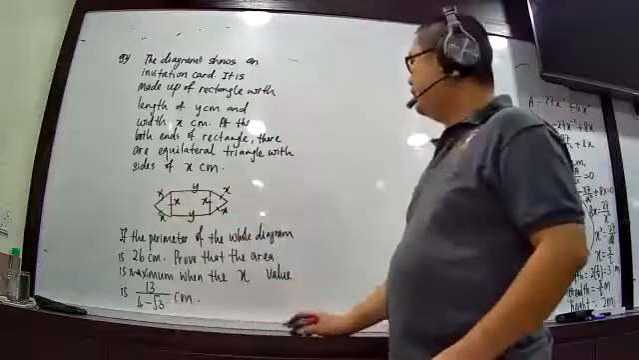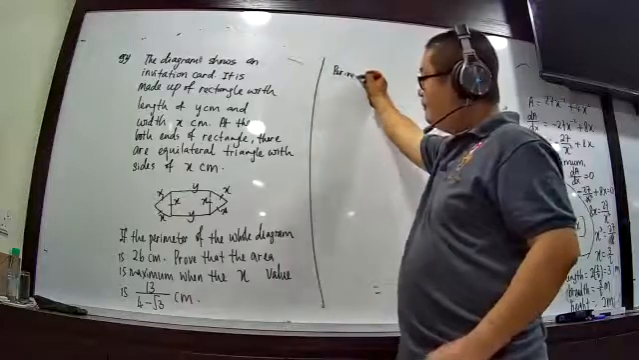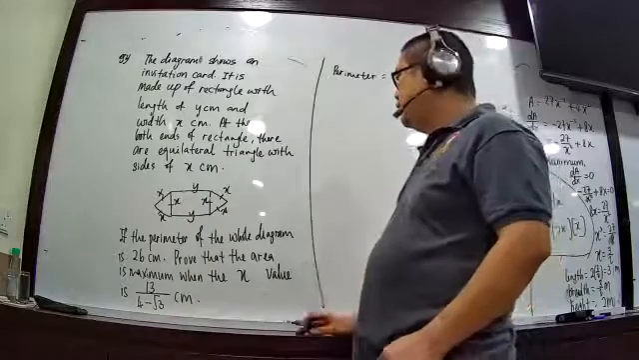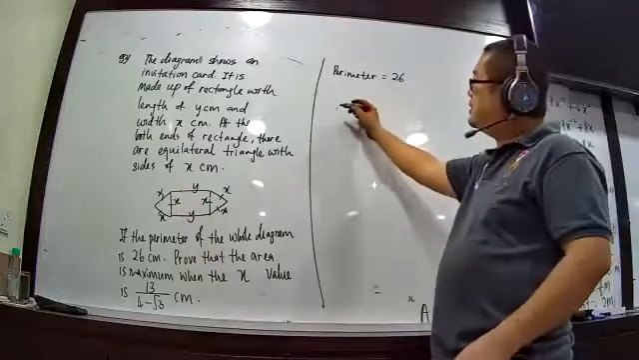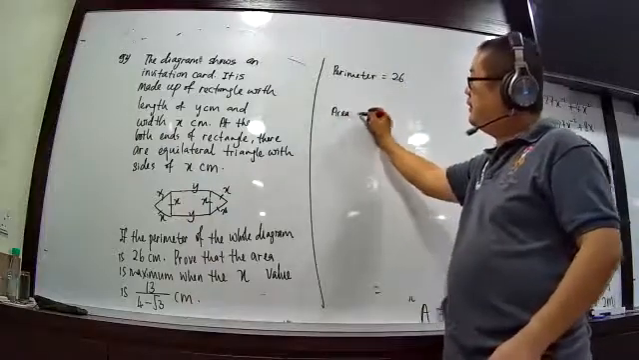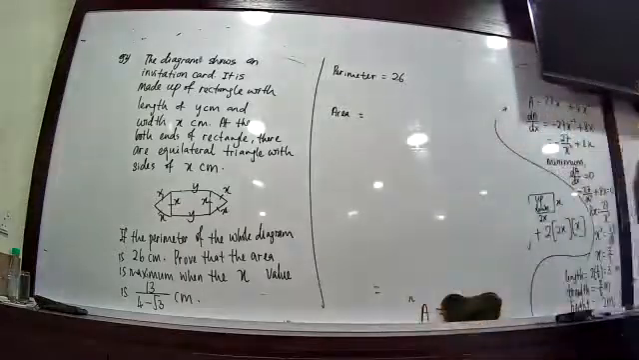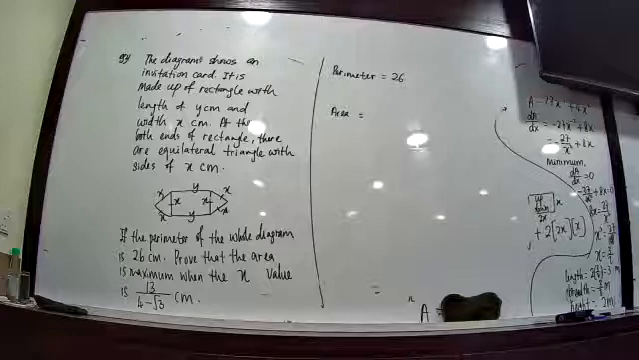Okay, if the perimeter of the diagram is equal to 26, you want to show that the area is a maximum when x equals this. So how do we do it? Can you do it? Do you have any idea?